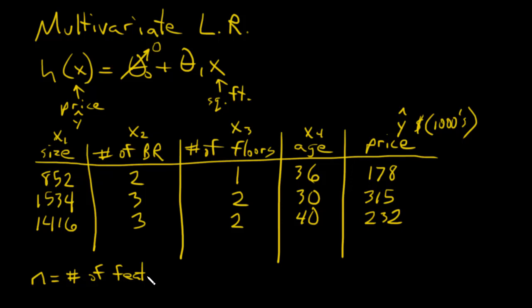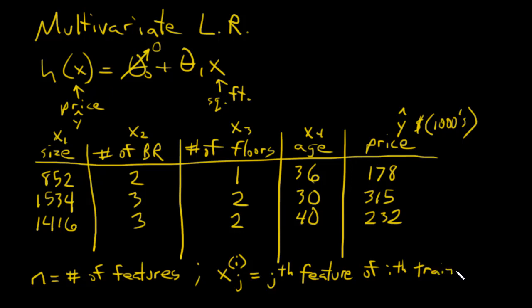The number of training examples, if you remember, was m, and n is reserved for the number of features. Okay? Since we have multiple x's now, this is going to be a little bit strange: we're going to say x superscript i sub j. This is the jth feature of the ith training example.